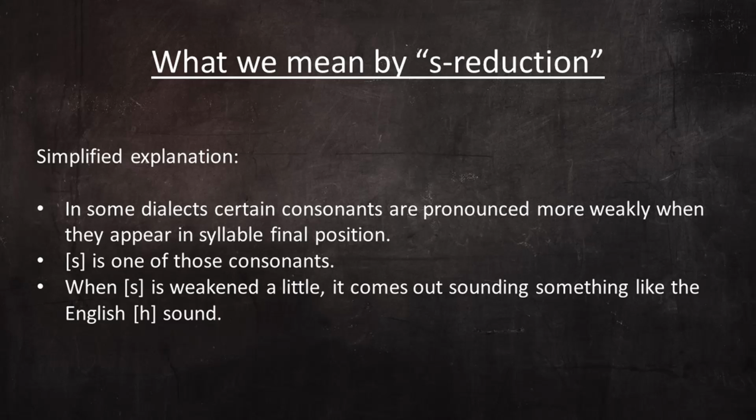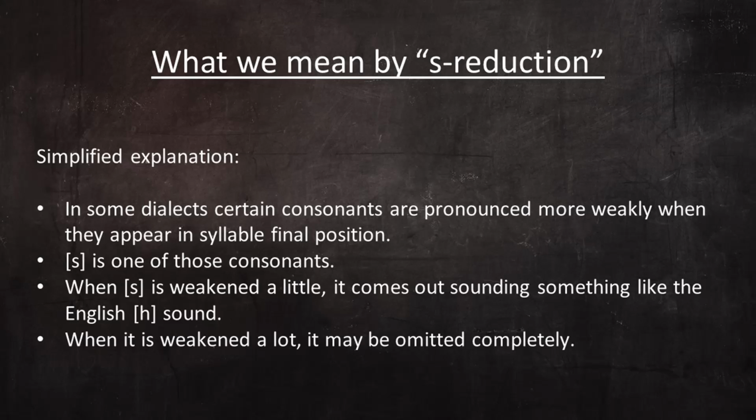This is called S aspiration. When it's weakened a lot, it may be omitted completely. This is called S omission. Now, this explanation isn't 100% complete, but it's a really good starting place. Take a minute to read and think about it.